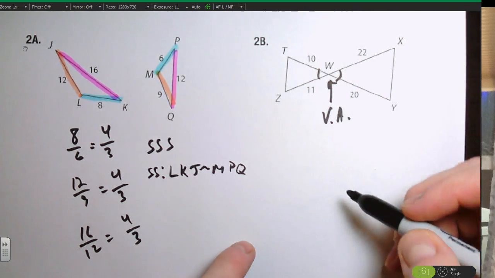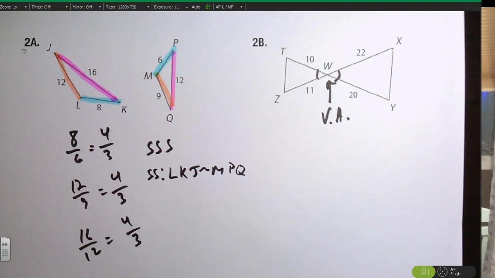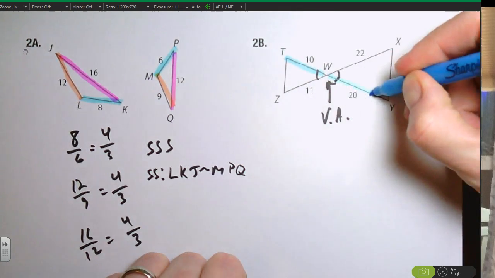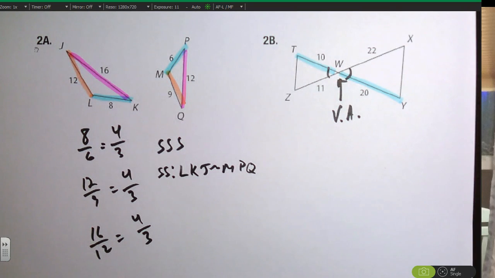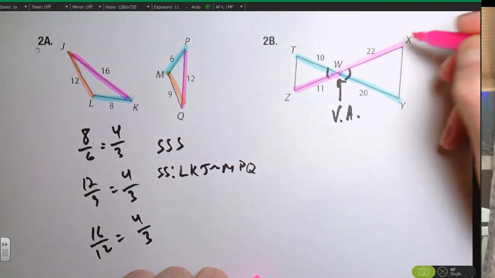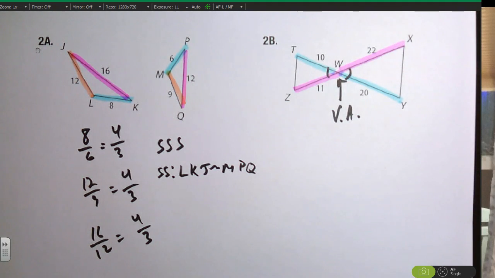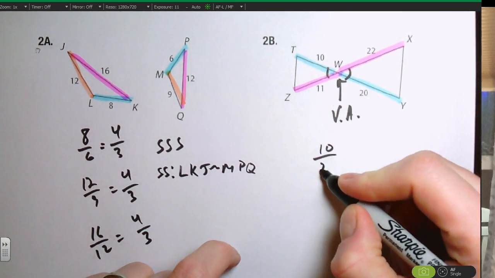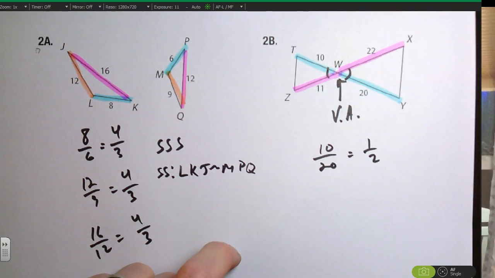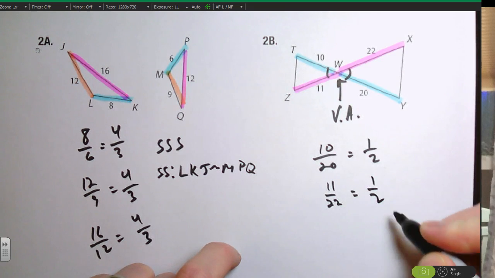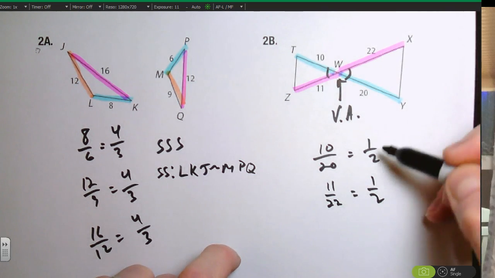Now I need to show I have a pair of proportional sides. So let's compare the sides. Well, again, using the kind of trick of biggest and biggest and smallest, TW and WY are the two smaller sides. ZW and XW are the biggest sides. So that means, let's see if those guys are the same proportions. Well, 10 to 20 is 1 over 2. 11 to 22 is 1 over 2 as well.